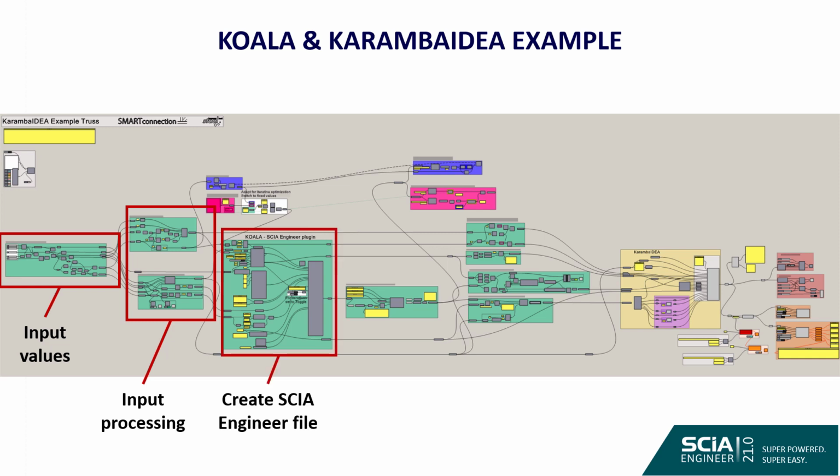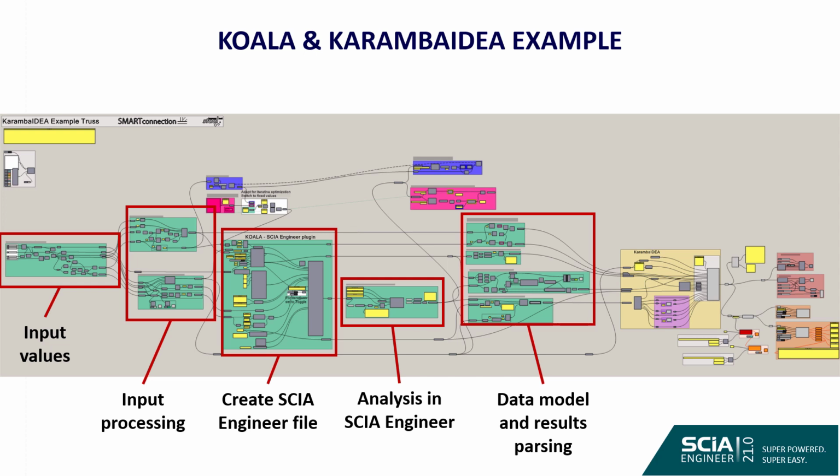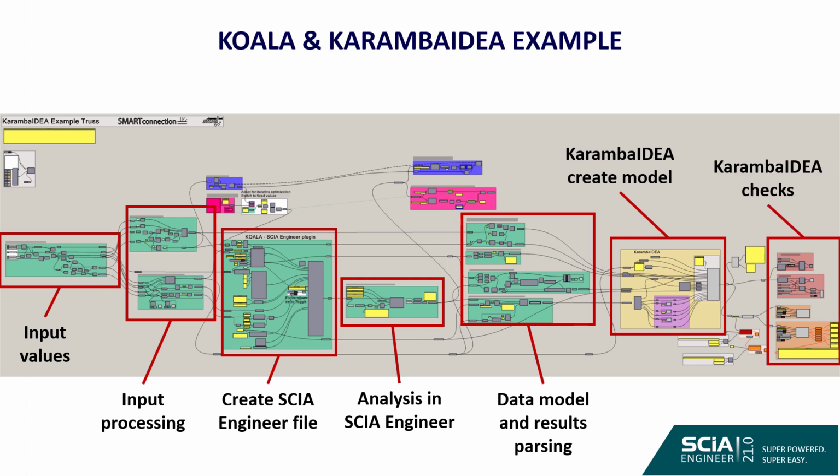SCIA engineer file is then created, gathering all these inputs and also some extra. Analysis is then conducted by SCIA engineer and the component gathers results. The results, together with the model data, including materials, cross sections, etc., are then parsed in a specific way to fit the KarambaIDEA model. The KarambaIDEA model then creates a structure which can be then checked by IDEA. The model can be then iteratively optimized. In this case, we have Galapagos and Anemone.